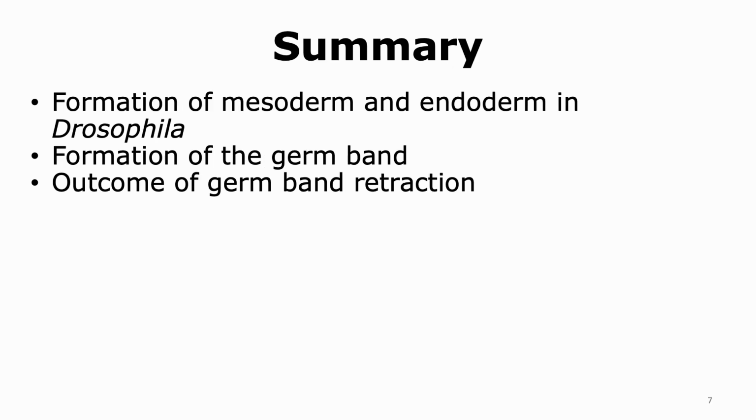With this, we come to the end of our talk, where we learned about how cell movements result in the formation of the mesoderm and endoderm in Drosophila. And we also learned about how a germ band is formed during gastrulation and the outcome of the retraction of this germ band.